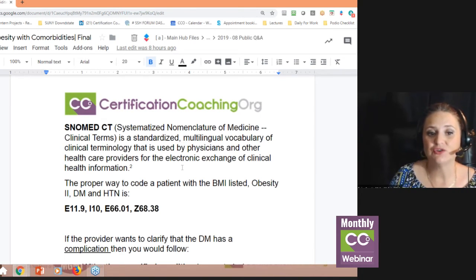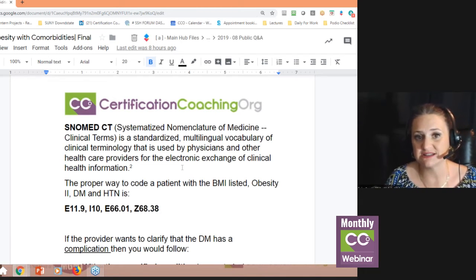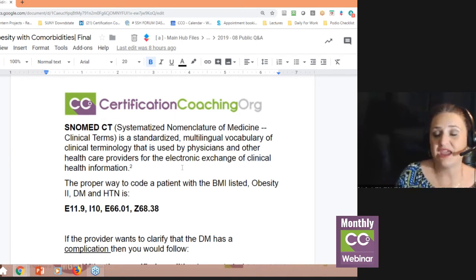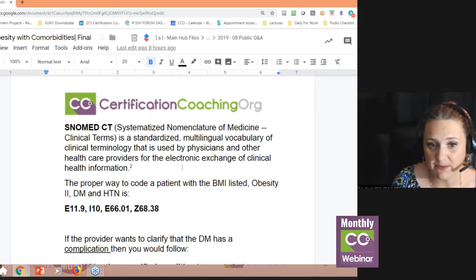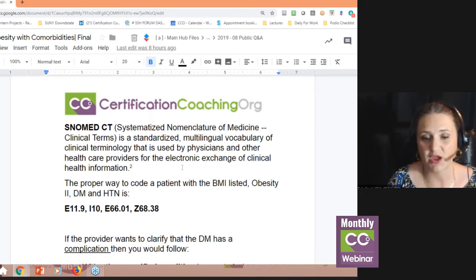It's not saying that you're replacing E11.9 with E66.01. It's saying, no, the patient's an E11.9 and they're an I10, they have hypertension, and they're obese, and they have a BMI of, okay? So there's actually 4 codes there. I was skipping the I10.